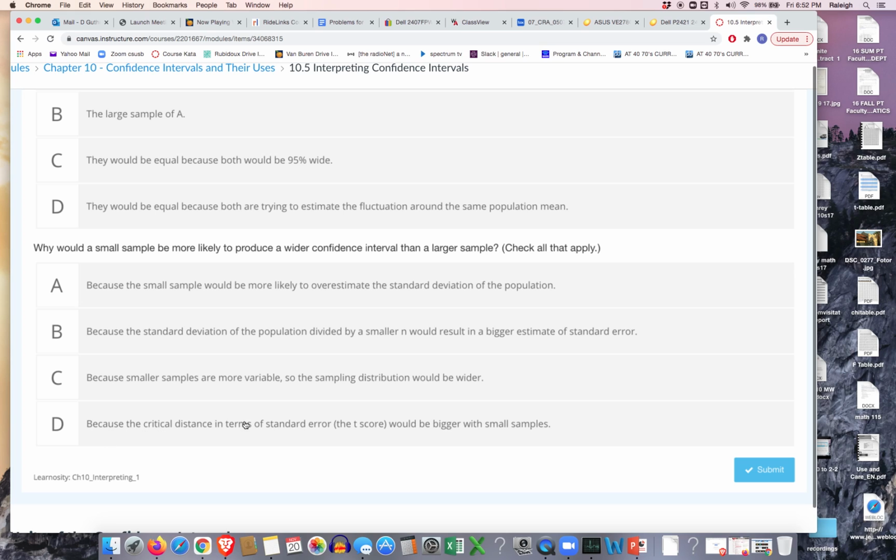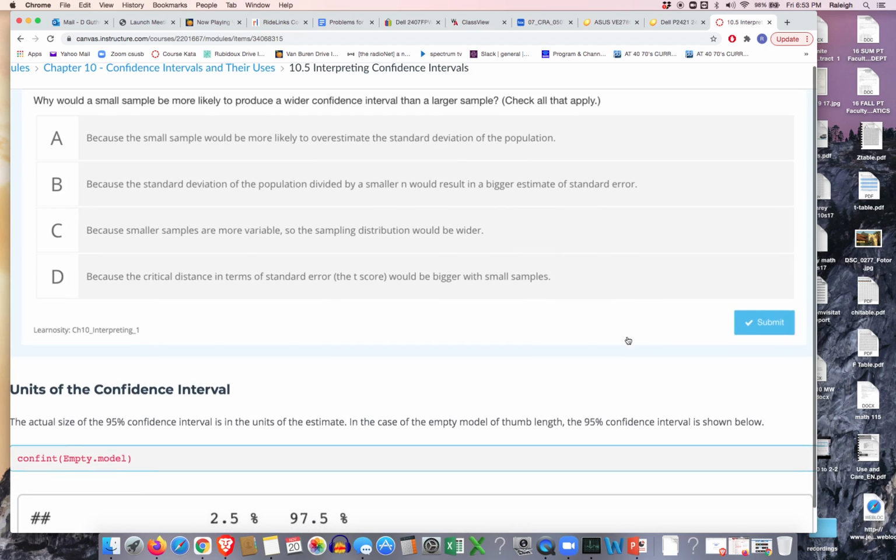Because the critical distance in terms of standard error, the t-score, would be bigger with small samples. Yes, that is true. What about A? Because the small sample would be more likely to overestimate the standard deviation of the population. So they led off with the confusing one first, so I put it last in my discussion. That one just kind of misses the point.